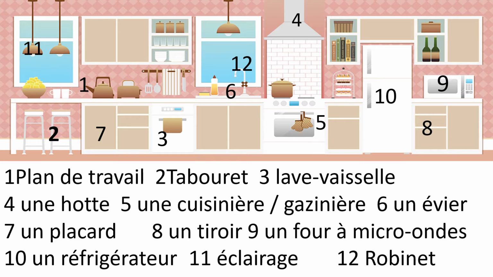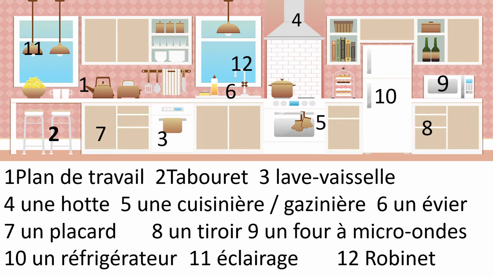So number 1, plan de travail is your work surface. Number 2, un tabouret, a stool. Number 3, I put that as a dishwasher. I don't know if it is, but let's put dishwasher, un lave-vaisselle. Number 4, une hotte, a hood. Number 5, une cuisinière or une gazinière, if it uses gas, is your cooker. Number 6, un évier, a sink. Number 7, un placard. You have several placards here.